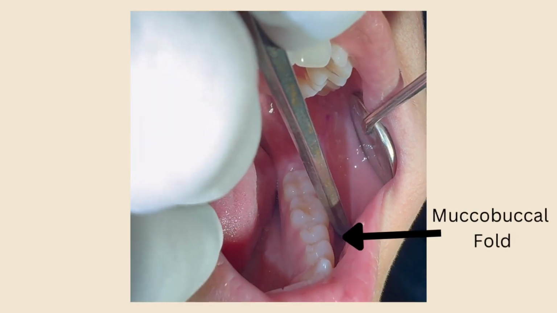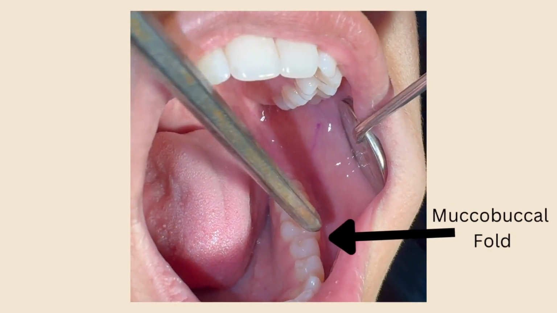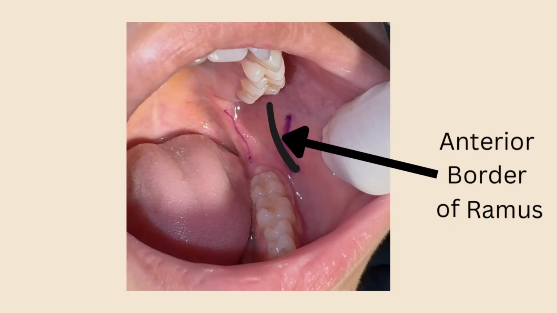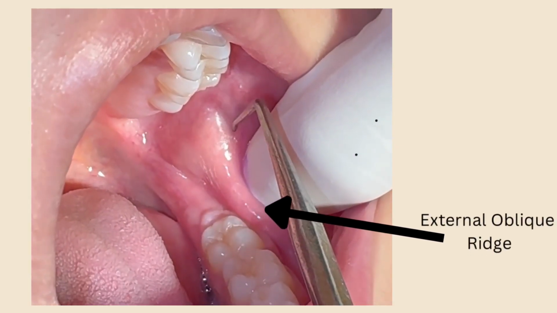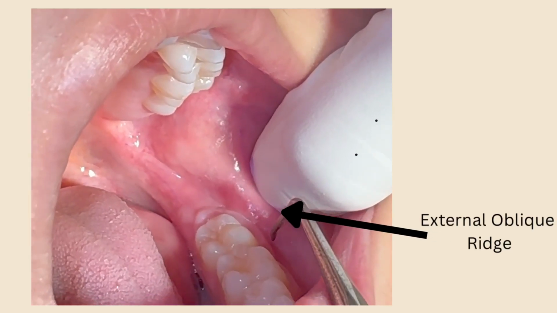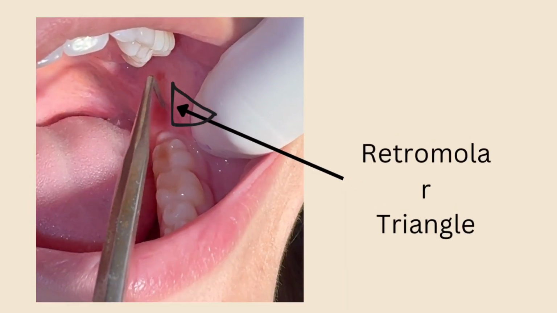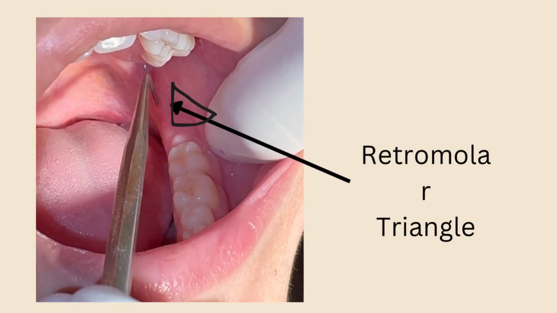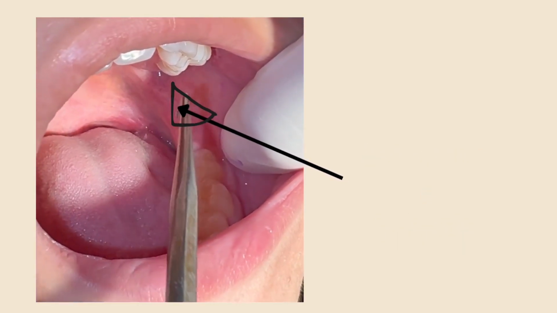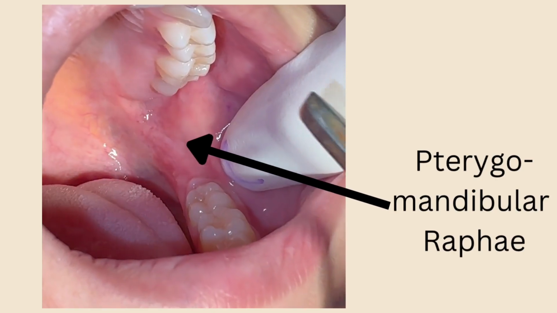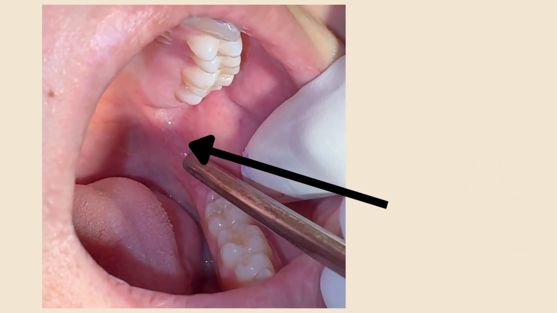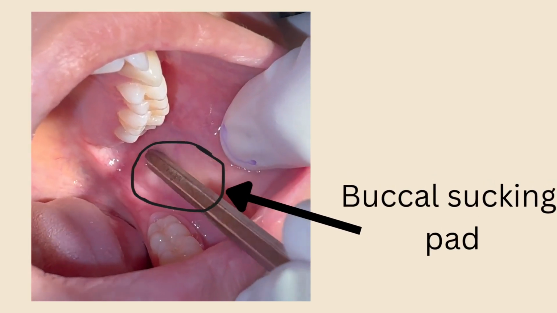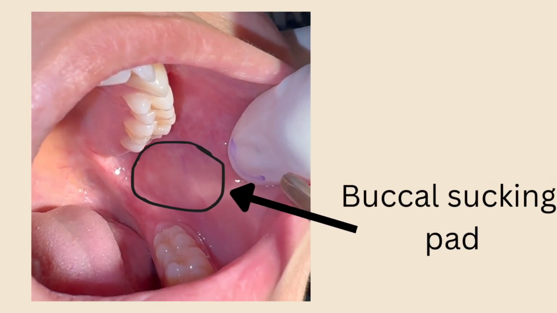You can see the back end of the explorer points to the mucobuccal fold. The black line shows the anterior border of the ramus. You can see the tip of the explorer running clearly shows the external oblique ridge. The triangle which you see is the retromolar triangle. The line which you see is the pterygomandibular raphe. The circle which you see is the buccal sucking pad.